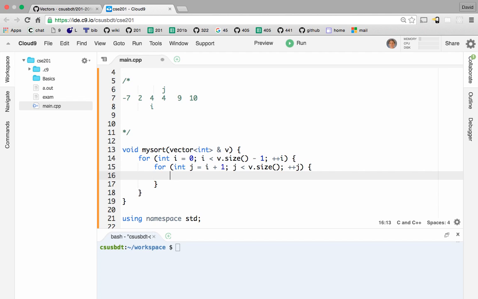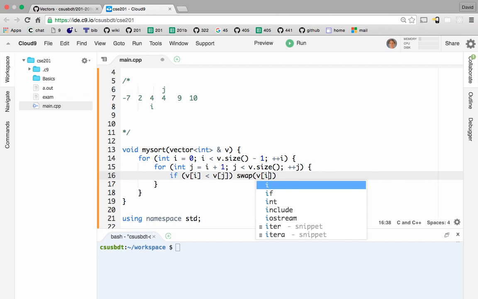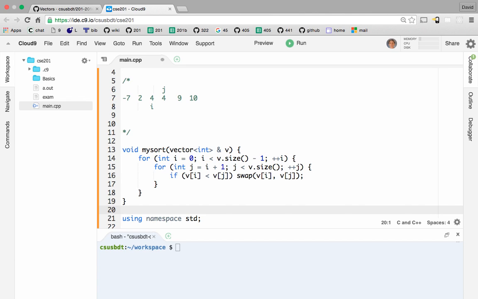Now what we need to do is compare the value at i with the value at j. If the value at i is less than the value at j, then we're going to swap those two values. And that's it. That's all we do.